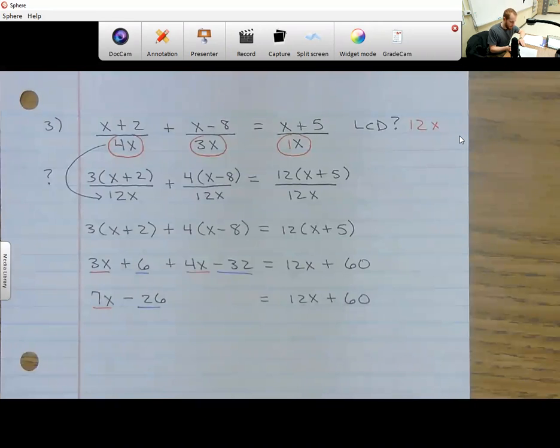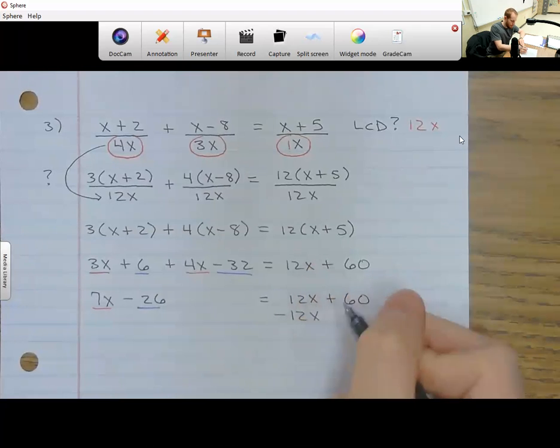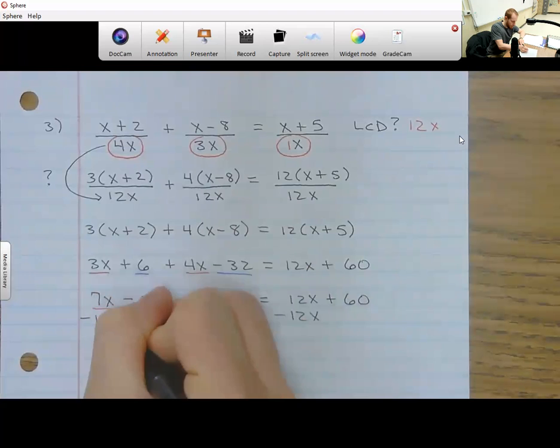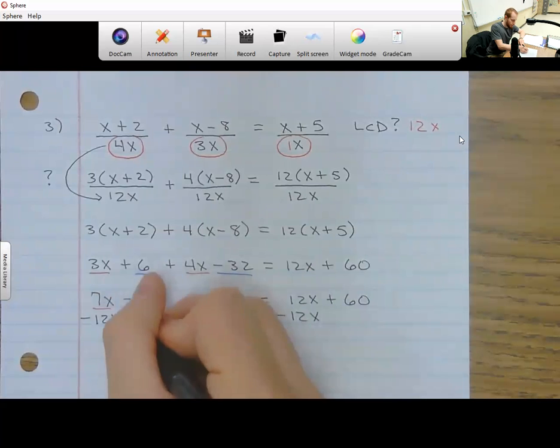Okay. So now to get x by itself, I can get all the x terms to either the left side or the right side. And then whichever side I didn't choose, I can get all the regular numbers to the other side. So let me see if I can get all the x terms to the left side and then get all the regular numbers to the other side. So I'm going to subtract 12x from both sides. Subtract 12x. And I'm going to add 26 to both sides.